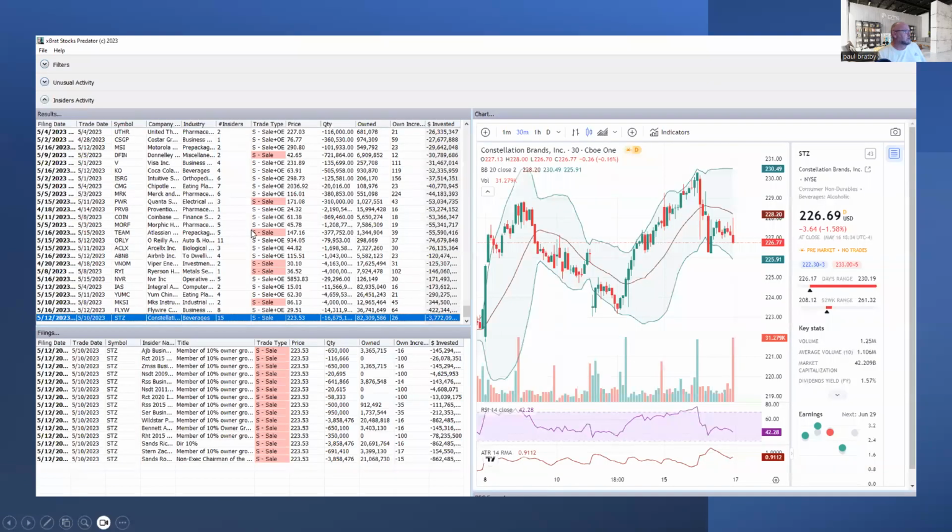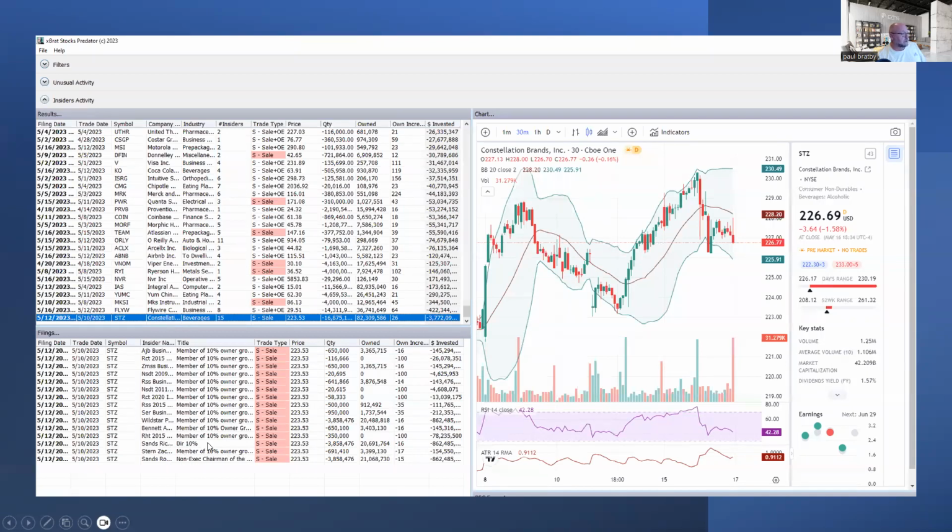Okay, so next example, back to insider trading. In this one here, we see STZ. There was a lot of people selling here. Different people, all members, 10% owners. We got a non-exec chairman in there, all that sort of thing.